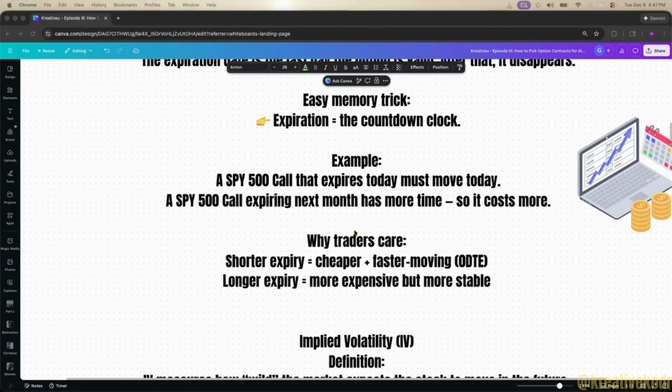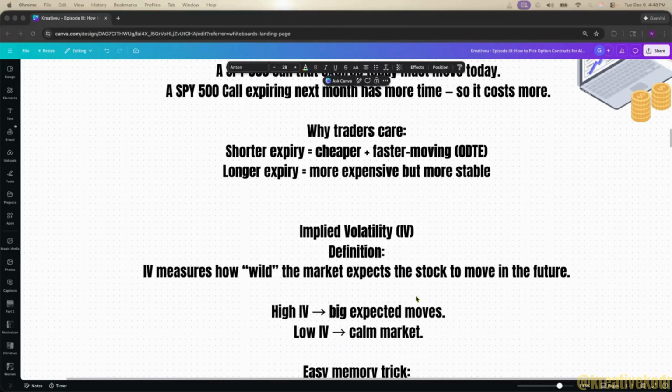So why do traders care about it? A shorter expiration date is cheaper and fast moving, 0 DTE, right? These are contracts that expire the same day. Normally, these are the type of algorithms that we're building here at Creative Coder, right? And then longer expirations are more expensive and more stable because they have more time to move.